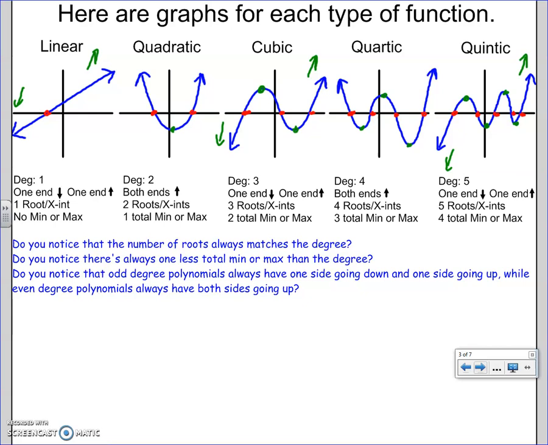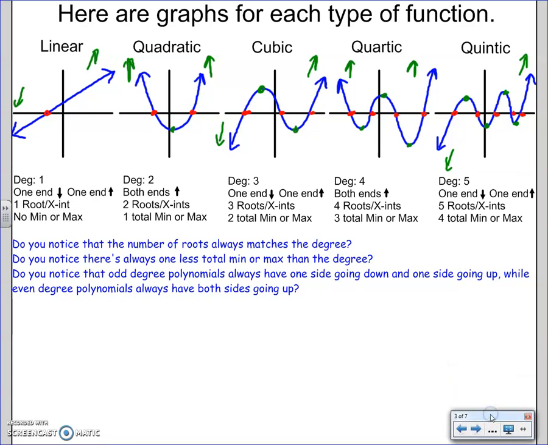Alright, so odd degrees always, we call it end behavior, go in different directions. One's down, one's up. If it's even, for example, quadratic, the left side goes up to positive infinity, the right side goes up to positive infinity. Same for quartic. Left side goes up to positive infinity, right side goes up to positive infinity. This is how even degree polynomials work.